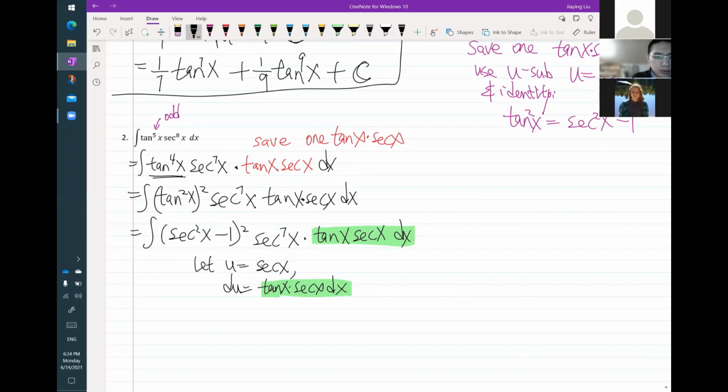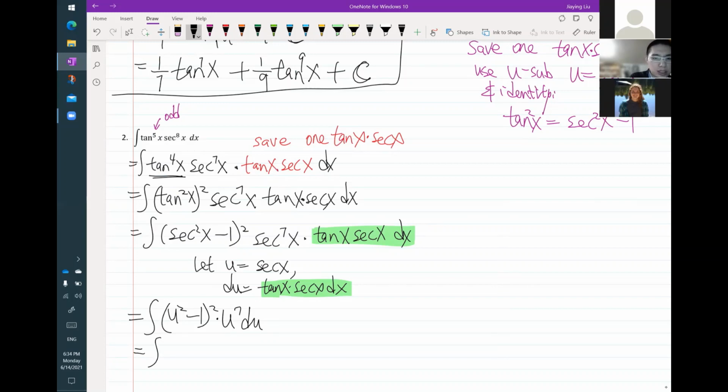So the next step is just rewriting the integral using u and the du. So that's integrating u squared minus 1 squared, u to the seventh power du. This is really good, right? Because we get something squared times u to the seventh power. You can expand the square, multiply with u to the seventh. The rest should be sort of straightforward in some sense.